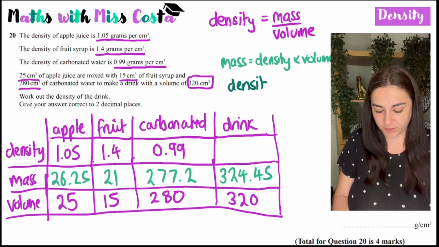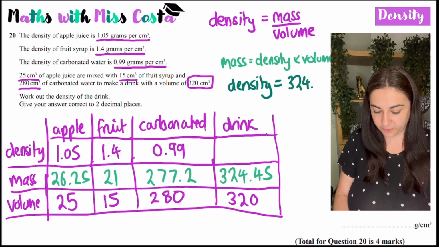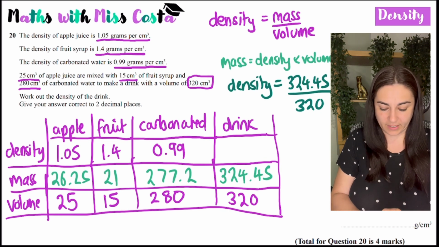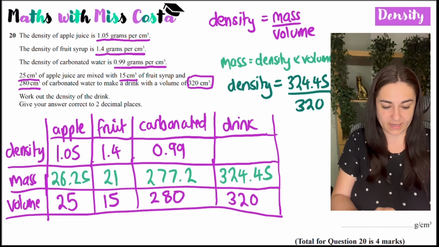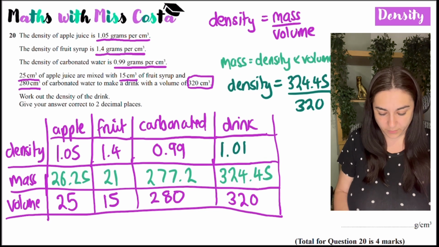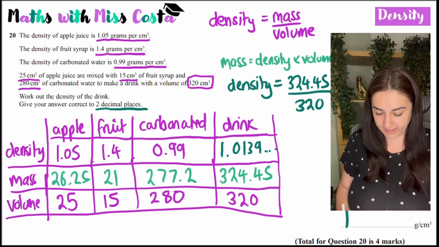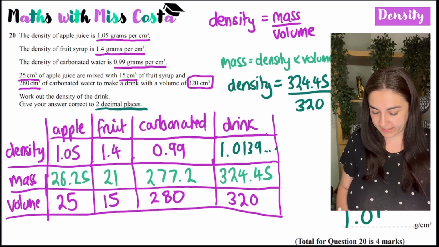So now I know what the total mass is and the total volume is, I can find the density by doing mass 324.45 divided by volume 320. So divide it by 320 gives me 1.0139, so forth. It says give your answer correct to 2 decimal places, so that would be 1.01.